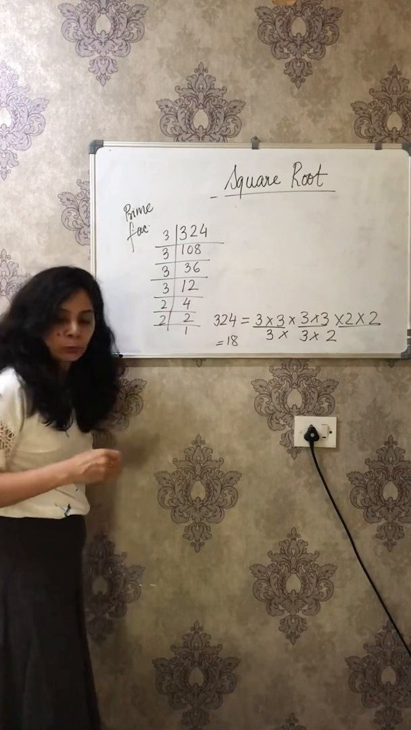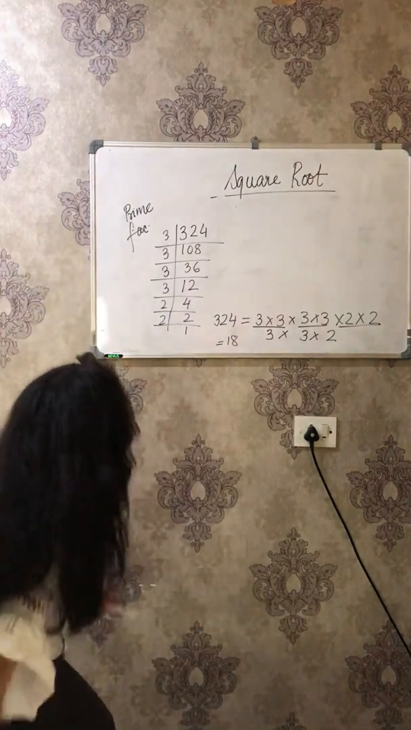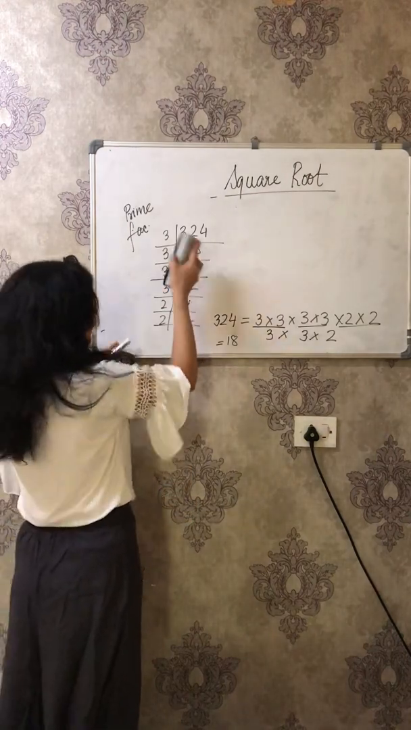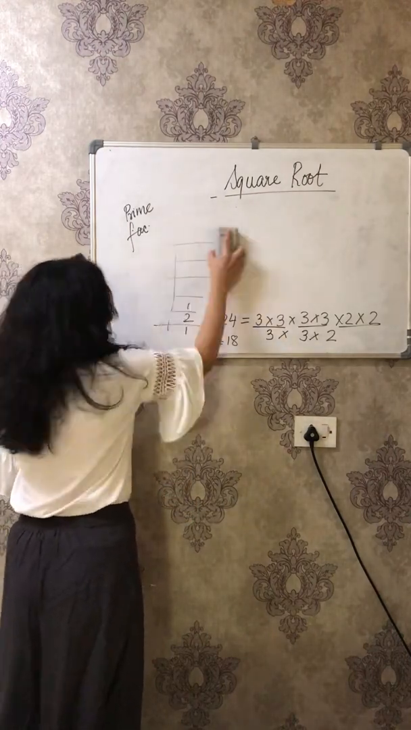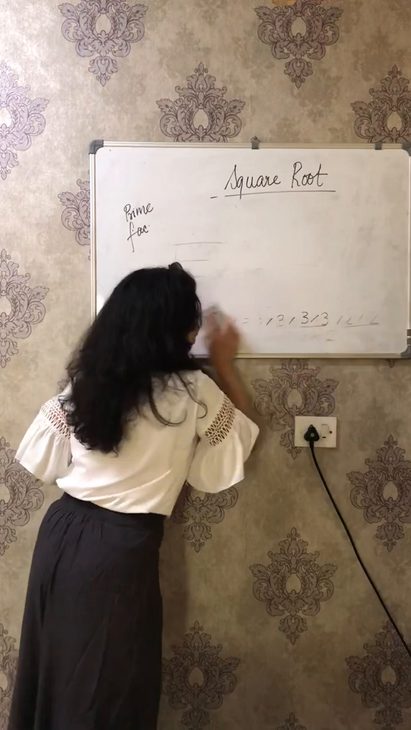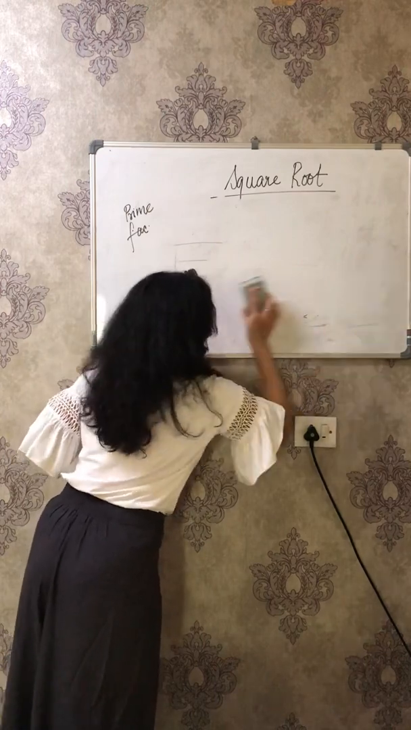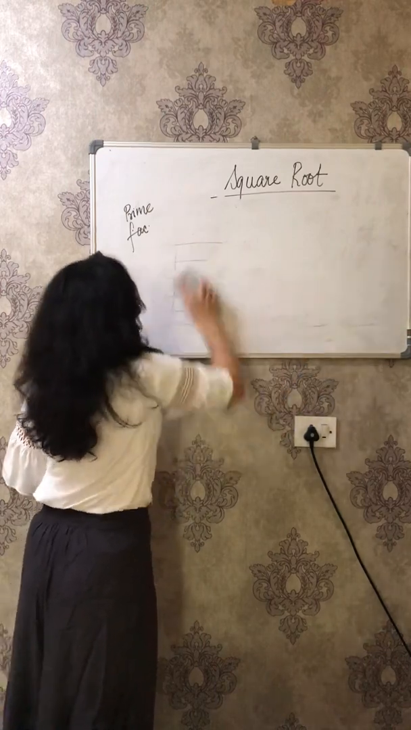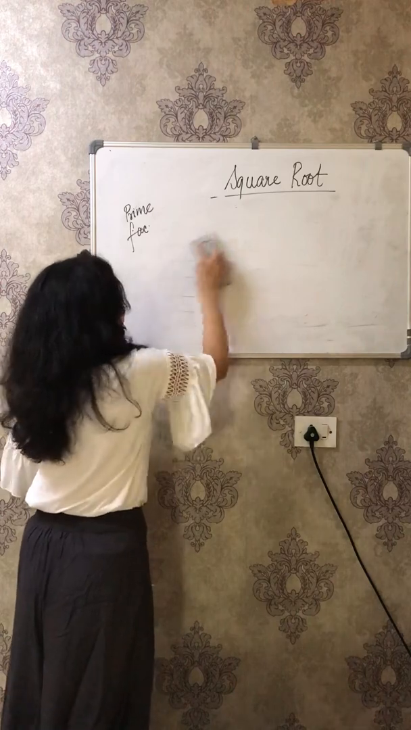I'm sure you found it very easy, right? By this method, the prime factorization method is very easy. So don't worry, I'll take one more number for you and do the prime factorization method only. Then for the same number, I'll tell you how to do the long division method.